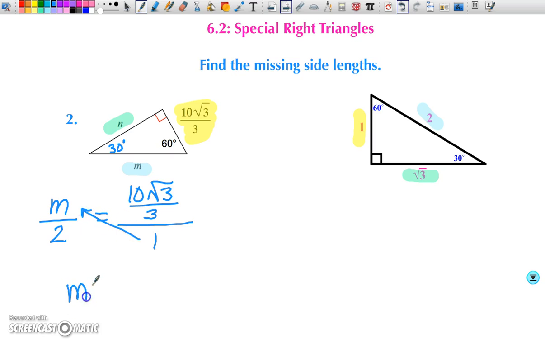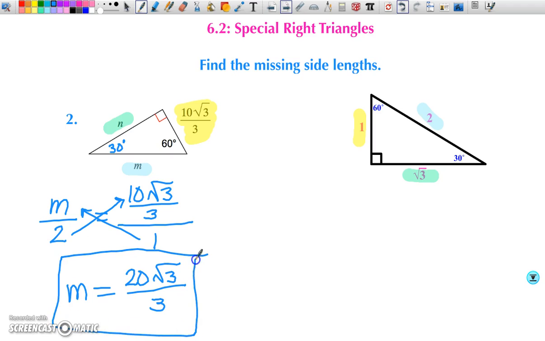Cross multiply to get m equals. Now when you cross multiply here, you only do 2 times the 10, and everything else stays as it is, and there's your answer. And you don't need to put it in decimal form, you can just leave it as it is.